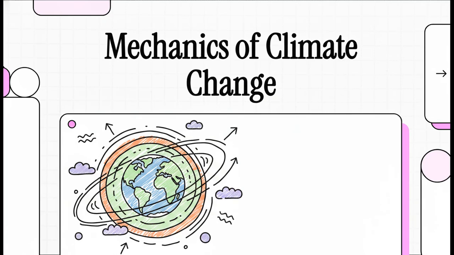So glad you're here. Today, we're unpacking the mechanics of climate change, and we're going to do it by looking at this really fascinating concept, the invisible blanket that surrounds our planet. We'll be sticking strictly to the data to break down exactly how this planetary mechanism works, layer by layer. Let's get right into it.